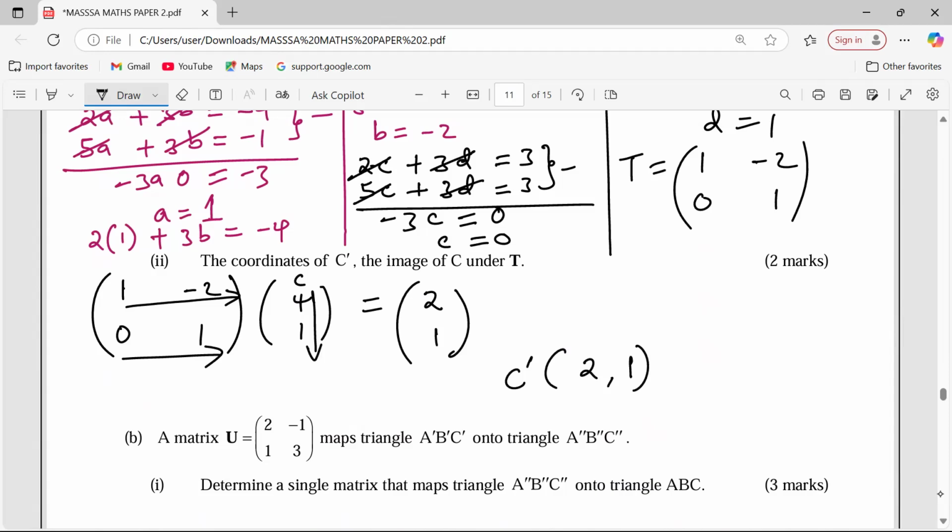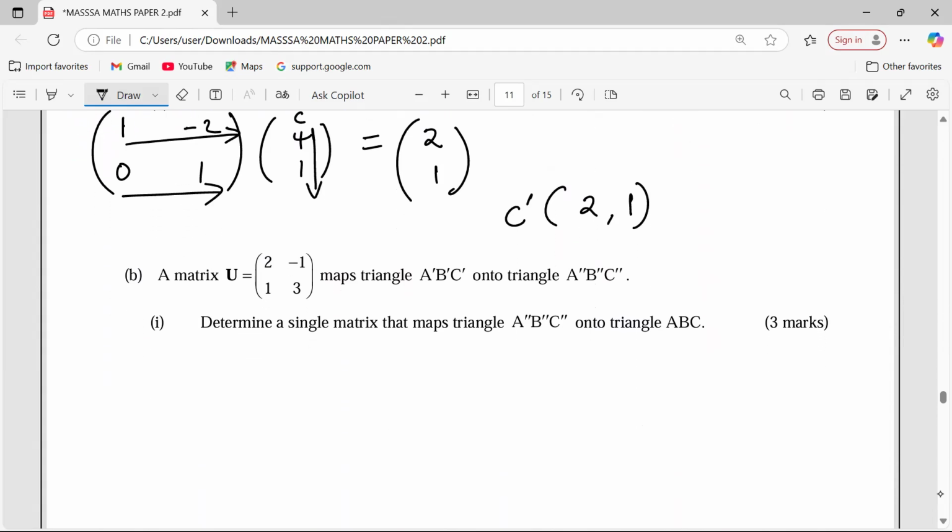Now with this, let's talk about part B. A matrix U, which is (2, -1; 1, 3), maps triangle A'B'C' onto triangle A''B''C''. Part 1, determine a single matrix that maps triangle.